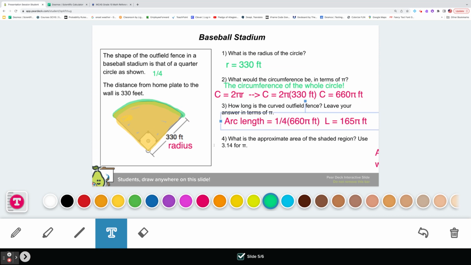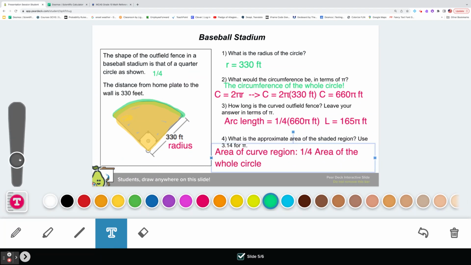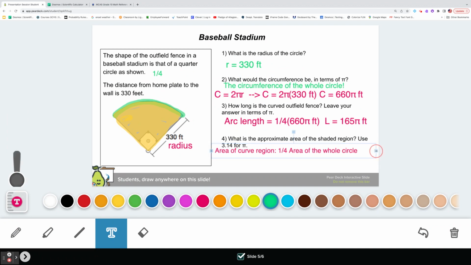Now, the last question says, what is the approximate area of this shaded region? Well, we've already talked about the fact that it's 1/4 of a circle. So let's make a plan. What if we found the area of the whole circle? How could I take that answer and adjust it to get the area of the shaded region? The area of the whole circle, if I found that, I could divide that by 4 to get the area of the curved region. So that's exactly what we intend to do.